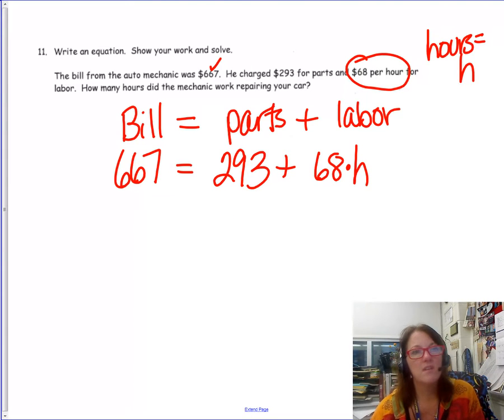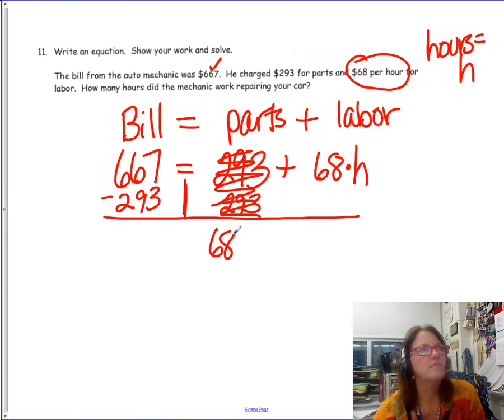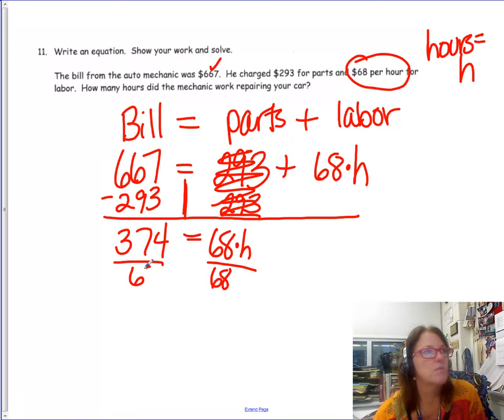Okay, well now it's a nice 2-step equation, just like the ones we've been doing. My variable's here. I've got to get rid of 293 first, so I'm going to subtract it, because 293 minus 293 goes to 0. On this side, take 667 minus that 293, and you should get 374.